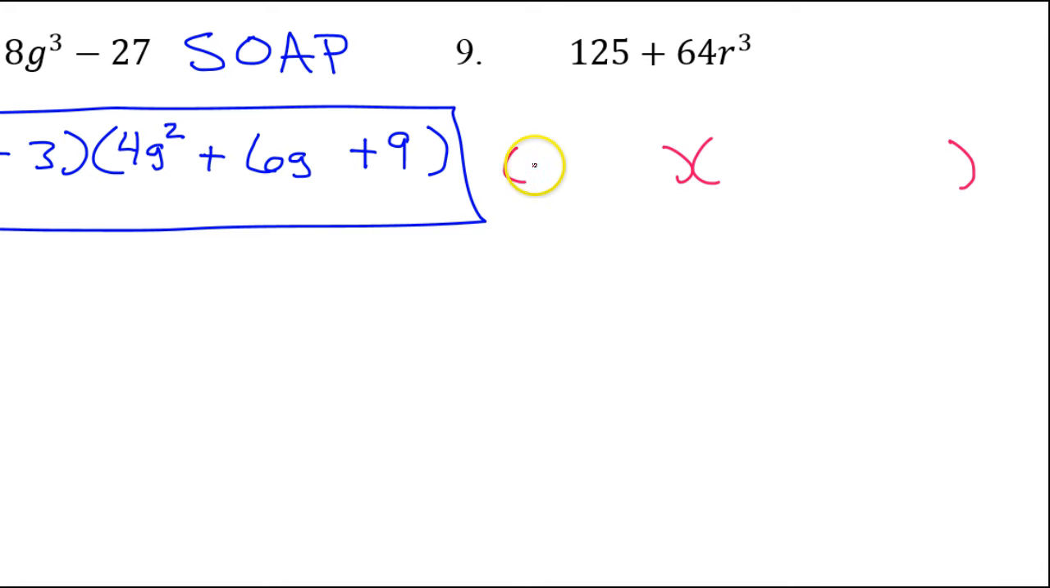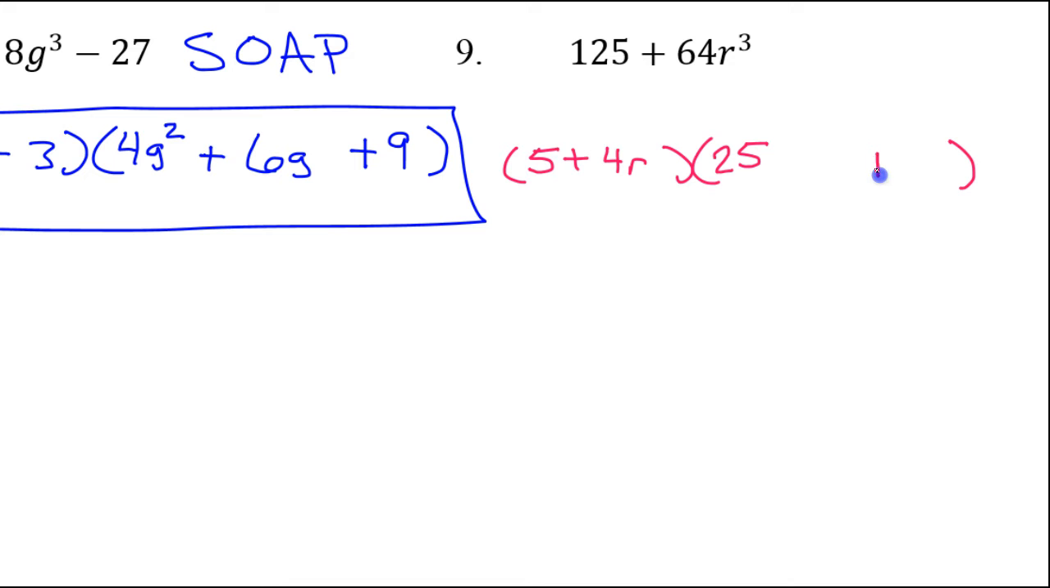So for that reason, I'm going to have 5 plus 4r. Of course, the cube root of r to the third power is just r. So there's my binomial. If I square each of these, I will get my first and last term of the trinomial. So that's why here I will have 25, and here at the end I will have 16r squared. By the way, don't forget to square the r.